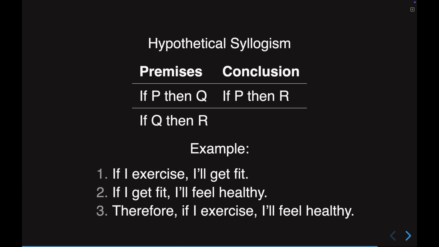And lastly, we have the hypothetical syllogism with the premises if P then Q and if Q then R, which is like a chain of implications. We can conclude that if P then R. For example, if I exercise, I'll get fit. If I get fit, I feel healthy. Therefore, if I exercise, I'll feel healthy.